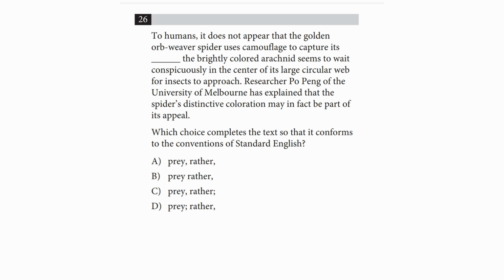"Rather, the brightly colored arachnid seems to wait conspicuously in the center of its large circular web for insects to approach." Again, hopefully your ears are telling you that we do have a complete sentence here as well, which means this is a situation where we could be separating the halves with a semicolon. Now looking at our answer choices, there are two answers that involve semicolons, C and D. But as we know, the word rather should be part of the second one because it's indicating contrast with the first. This means that the correct answer to the question is going to be D.